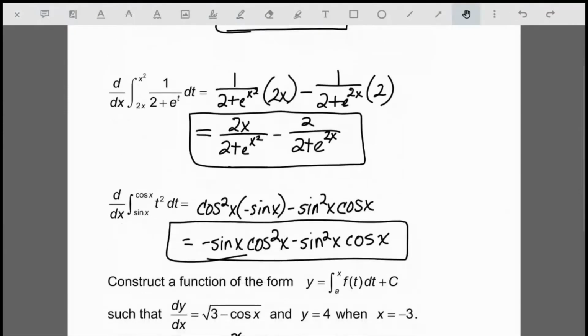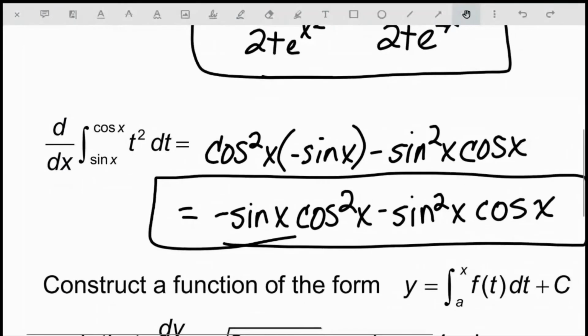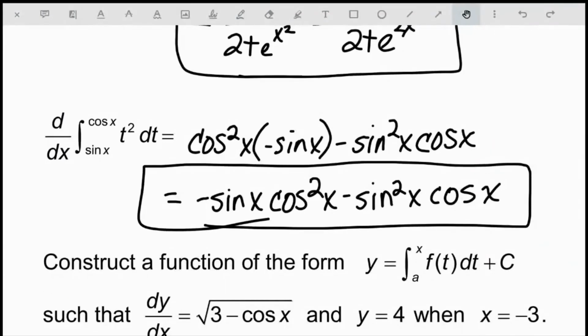All right, and then the last one, same idea. We have an x in the upper limit and an x in the lower limit. So same process. We could actually work this one out the long way if we wanted to, but it's really not necessary. I know I'm going to get cosine squared x times the derivative of cosine minus sine squared x times the derivative of sine. Okay, so in the end, that's the result that we get.